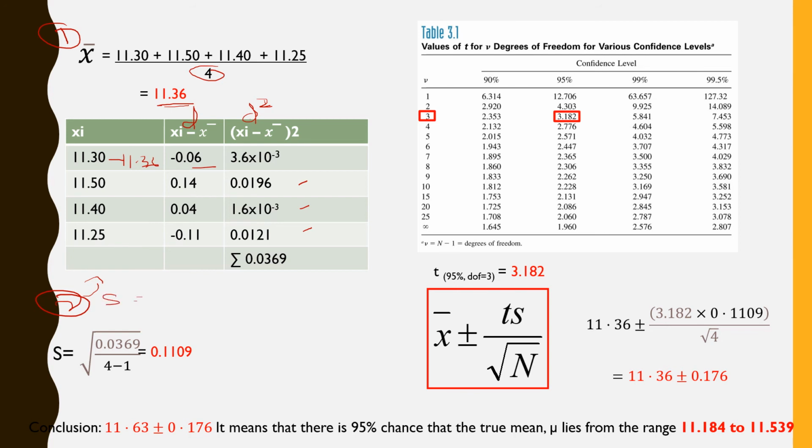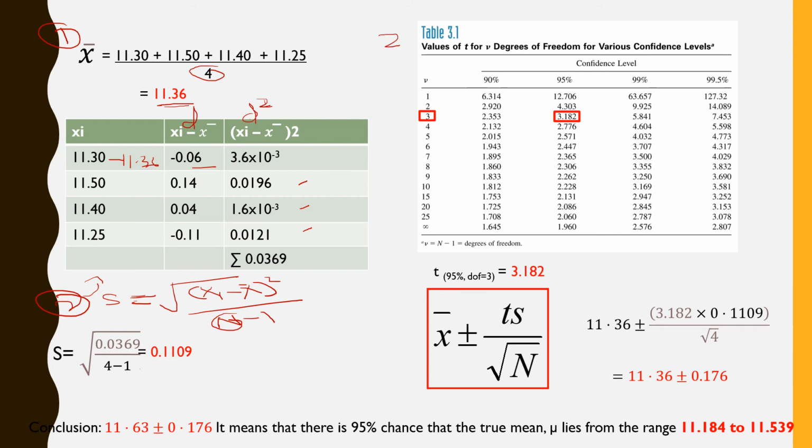After that, you use the formula for standard deviation. S equals the square root of the sum of x i minus x bar squared, over n minus 1. So just put the values in the formula. 0.03696 over 4 minus 1, because we have 4 data minus 1, so we will get 0.1109. This is step number 2.